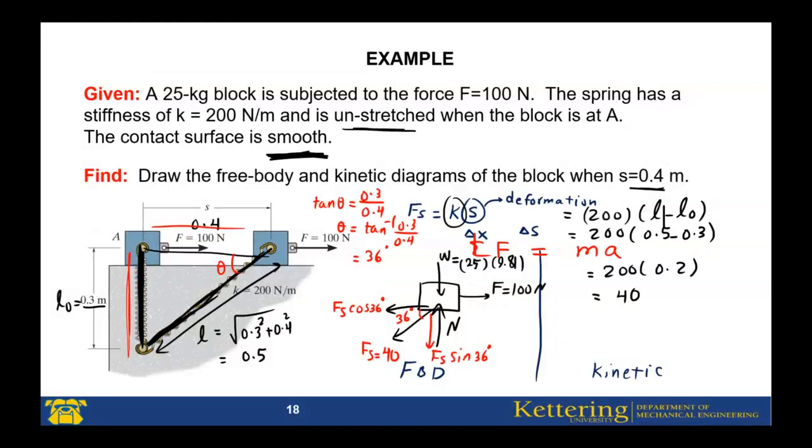The last part is the kinetic diagram. Easy one. Just draw this one, and in the kinetic diagram you should show ma, or mass multiplied by acceleration. Mass we have 25. That's it. 25 multiplied by a is the kinetic diagram for this.